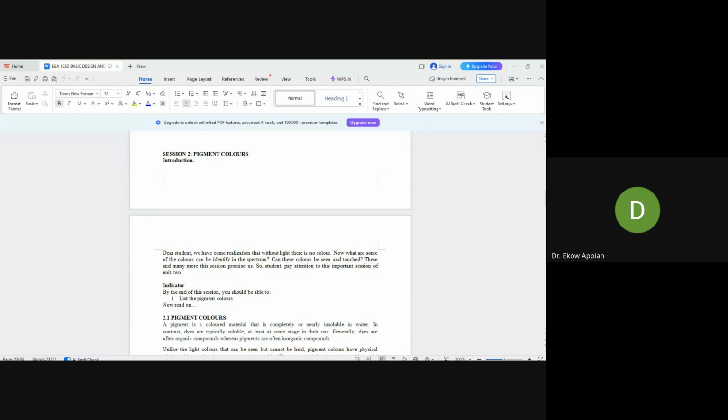Let's look at secondary color. Sorry, tertiary colors. What are tertiary colors? Any definition?